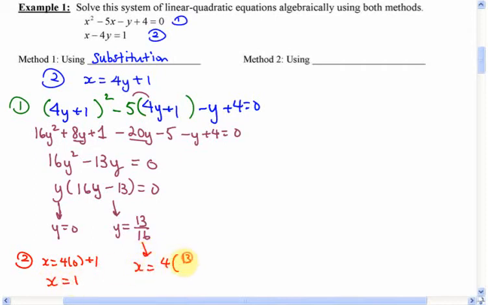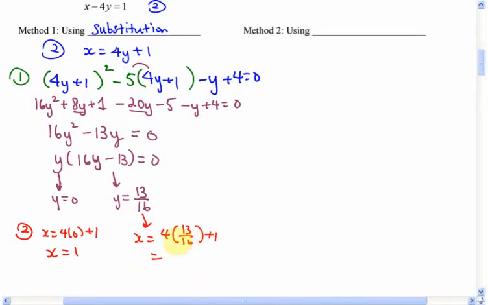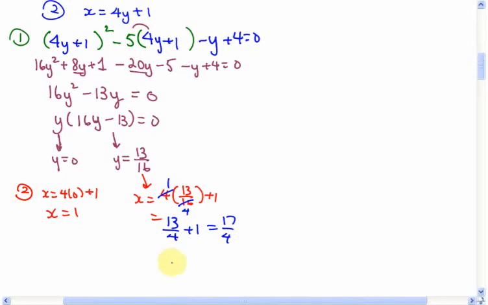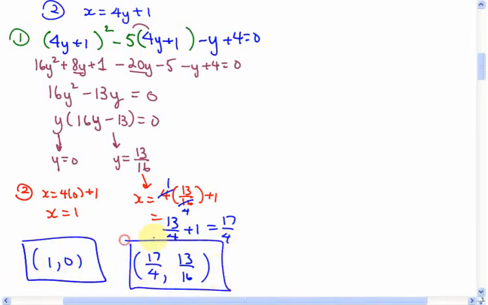Plug this in. 4 times 13 over 16 plus 1. Well, that's the same thing when I simplify to become 13 over 4 plus 1. That's 17 over 4. So I guess the other answer would be 17 over 4, comma 13 over 16. And this one over here is just 1, comma 0. Your two solutions.